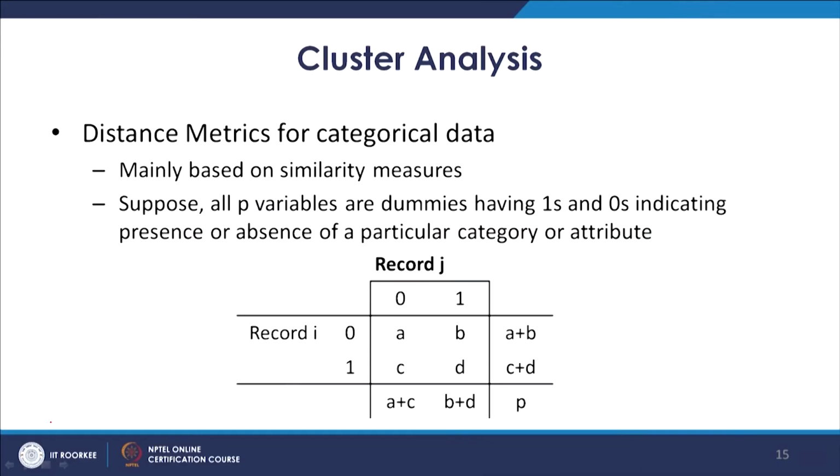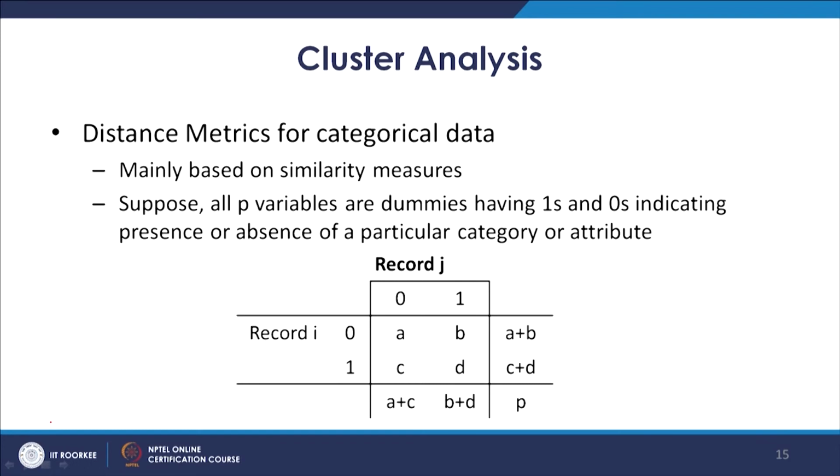Now, there are going to be certain attributes which might be present for one and absent for the other one. You can see here C is the number of attributes which are present for record i, because it is against 1 in record i, but against 0 in record j. So, C denotes the number of attributes which are present for observation i, but absent for observation j. Similarly, B is the number of attributes which are present for observation j, but absent for observation i. So, these numbers tell us some story.